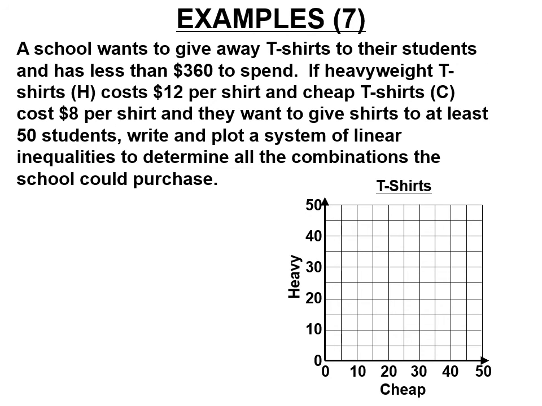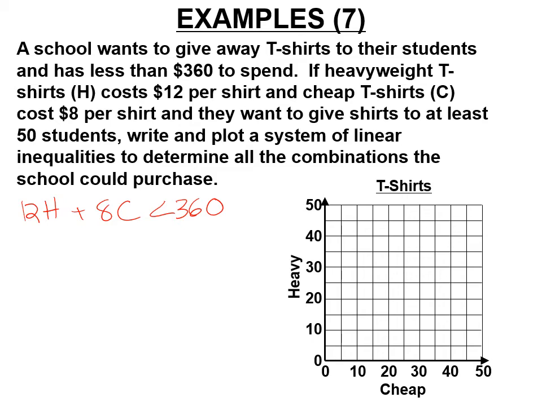All right, let's try this one. A school wants to give away t-shirts to their students and has less than $360 to spend. So less than $360. The heavyweight t-shirts are $12, and the cheap ones are $8. All right, that's our first inequality.